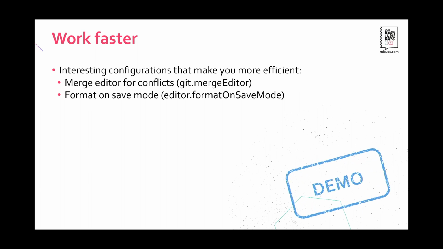Another thing is the format on save mode. I guess that most of you are familiar with format on save, which just triggers the auto format when you save a file. But then you might run into a situation where your format settings are maybe different, or you have an old code base that is not completely formatted. So if you make the change and then you save, it will format the whole file for you.